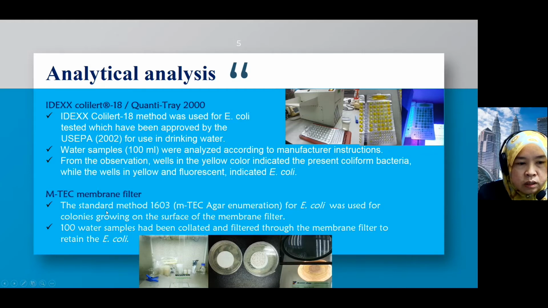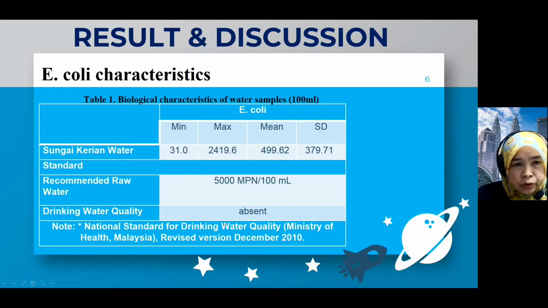MTEC membrane filter. The standard method is 1603 for MTEC agar enumeration. This is for E. coli, counting colonies growing on the surface of the membrane filter. A 100 ml water sample has been collected and filtered through the membrane filter to retain the E. coli. This is the result for this monitoring.